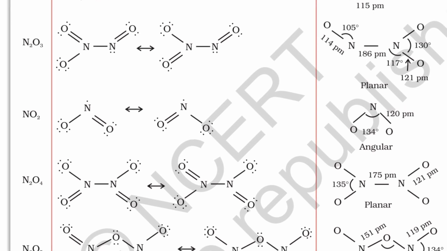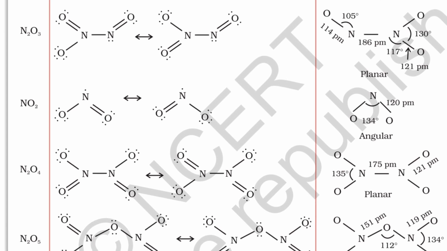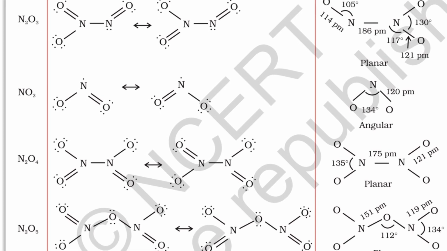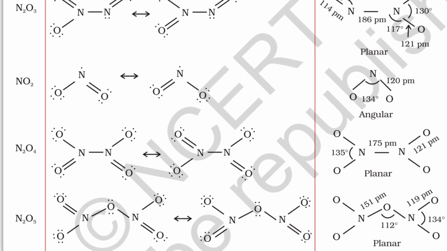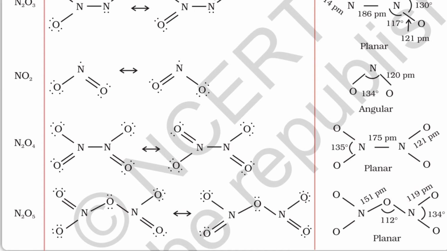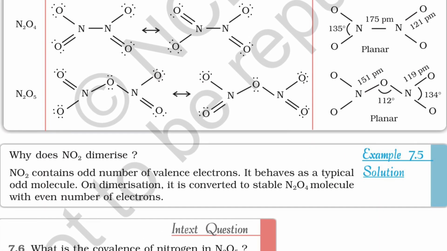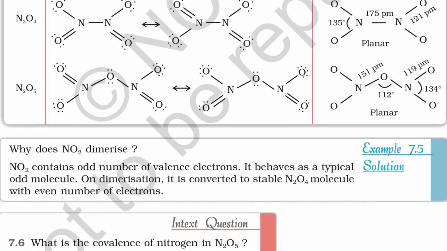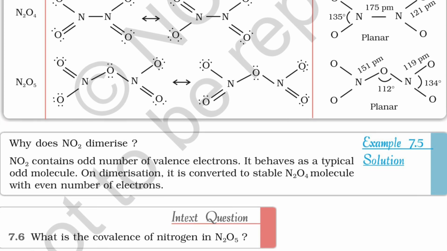No need to remember. N2O3, there will be an N–N single bond. One nitrogen with 2 oxygens, another nitrogen with 1 oxygen. NO2, it is bent in shape, angular. N2O4, 2 NO2 groups to be added. N2O5, there will be N–O–N linkage. No need of remembering all this data.